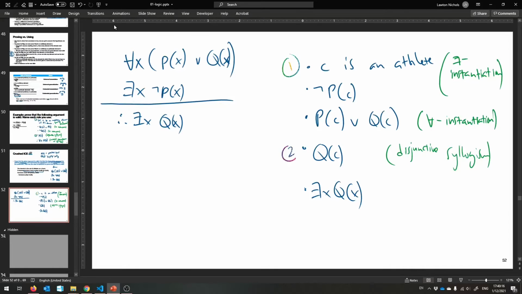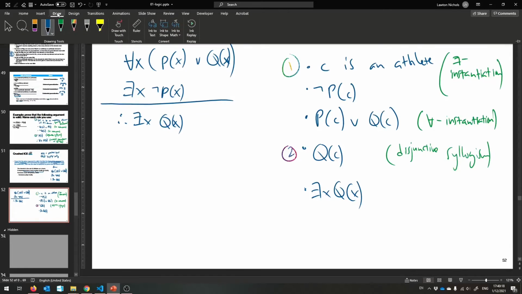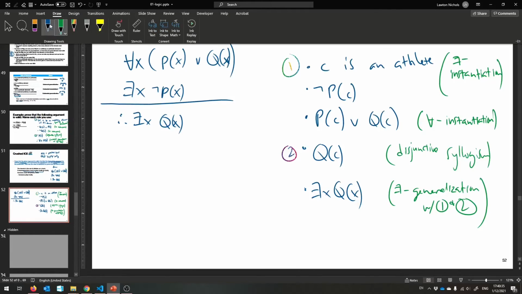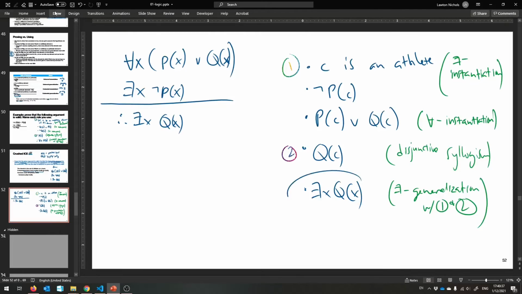One, two, we'll number them. People like to do that in math. Existential generalization with 1 and 2. All right? So we have just proven together a there exists. Hopefully this is not horribly confusing.